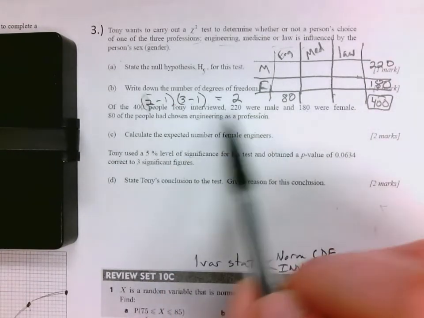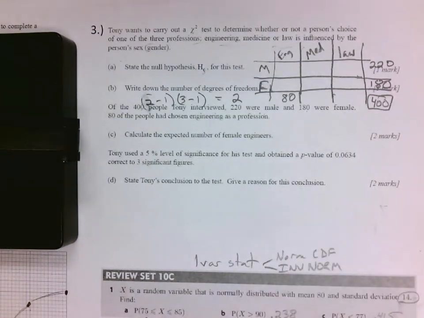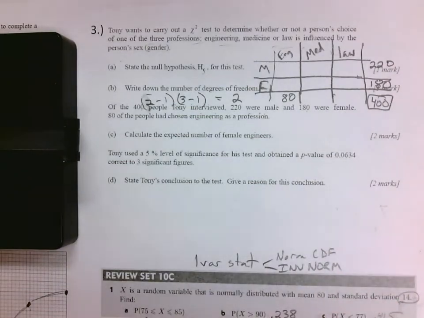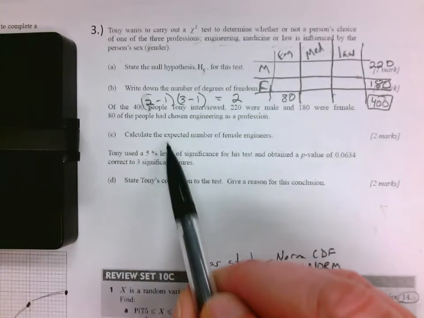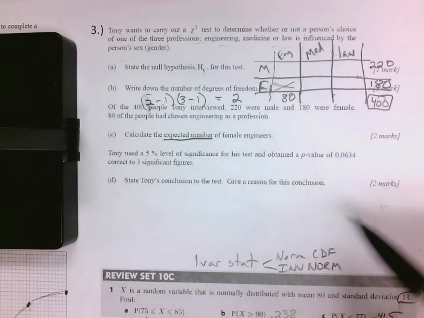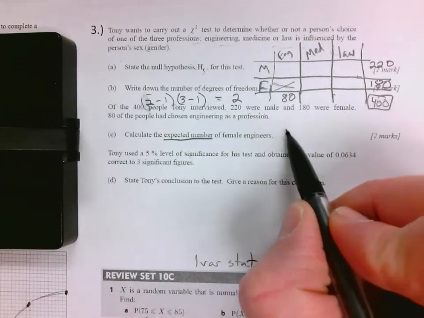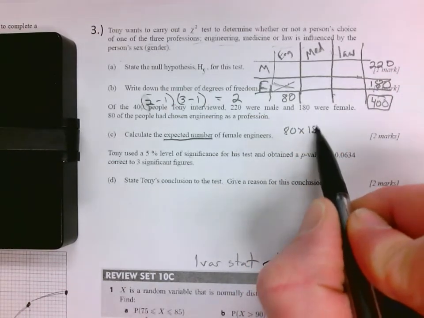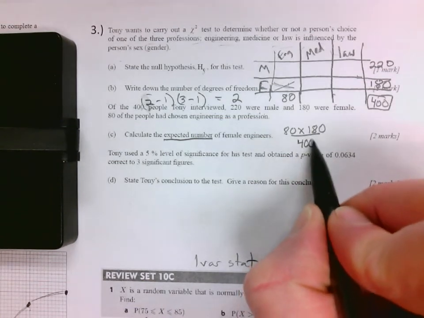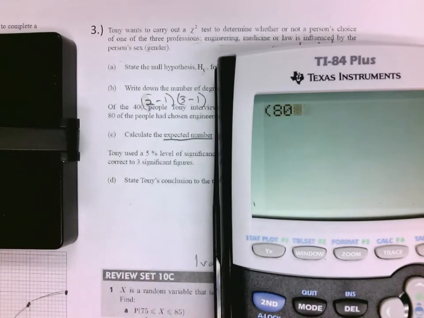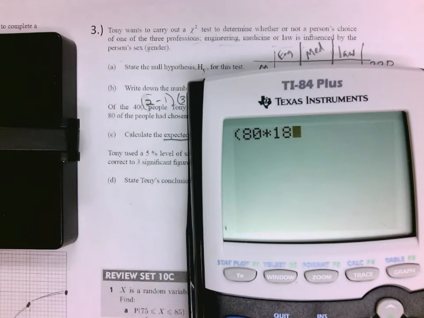And that was given. So this is where they're going to ask you, do you know how to find expected value without your calculator? Because you don't have a table here. They're seeing if you know how to do this without just plugging in the matrix and going. So calculate the expected number of female engineers. So we're talking about this category right here. They gave you the row total and the column total so that you could do this. So 80 times 180 divided by 400, 36.